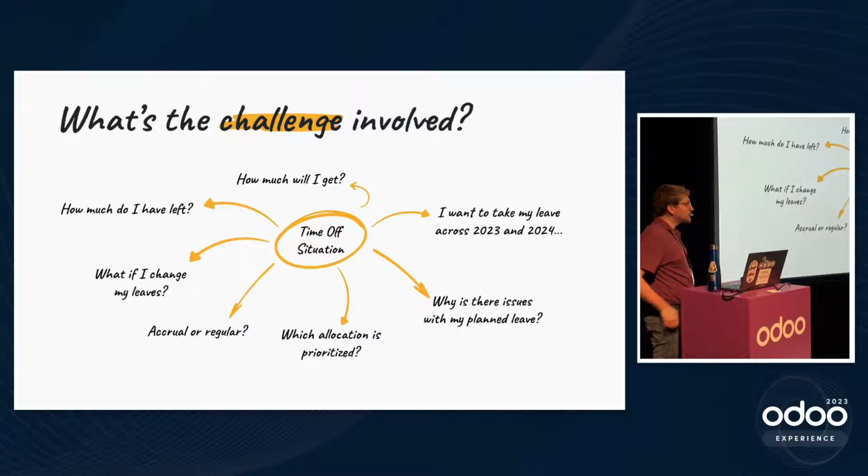So how do we manage the counts? How much do I have left? How much will I get in the future if I have accrual plans? What happens when I change something in my leaves? What if I want to take my leave across 2 years? Are there issues with the leaves I planned, etc., etc.?